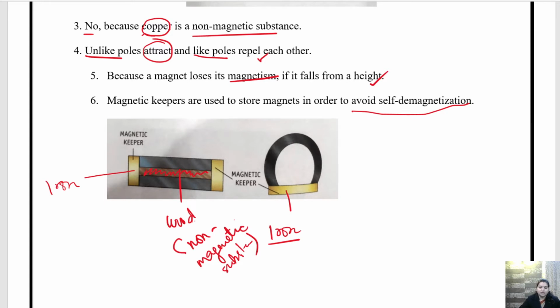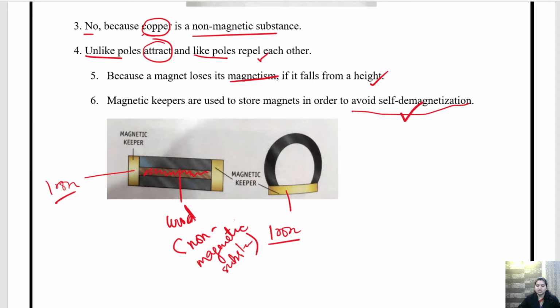Okay, so that is why we have kept a wood in between the two magnets, and the keeper, which is made up of iron, is kept at the side to make it intact. Clear? So this is done to avoid self demagnetization.